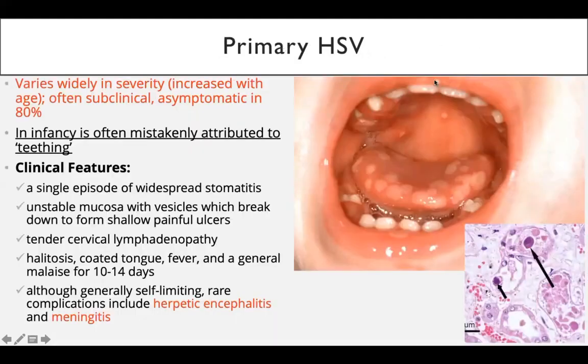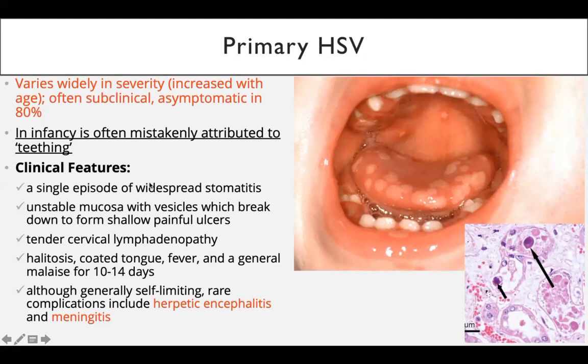And then there was primary HSV, which varies widely in severity, either asymptomatic in 80% of cases, but in 20% of cases the severity is much more and the clinical presentation is very severe, and they usually come to the hospital with a severe primary herpes simplex virus. And this was self-limiting up to 10 to 14 days. There was single episode widespread stomatitis, and you remember coated tongue. HSV spares the oral cavity but coats the tongue. HSV coats the tongue, primary HSV.